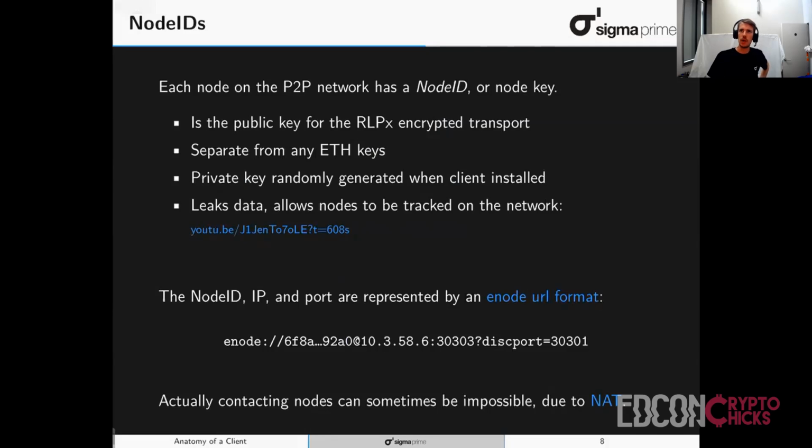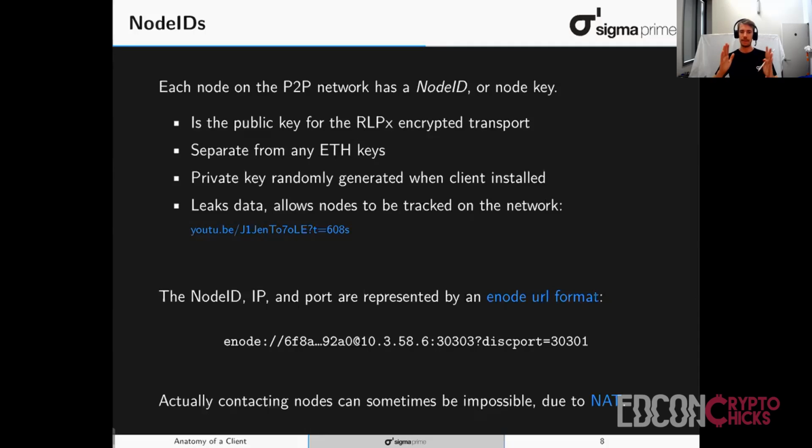I've just got a slide here as well on node IDs. How do we actually identify everyone in the network? We do that through the use of a public key called a node ID or a node key. This is part of the RLPx encrypted transport protocol. This has got nothing to do with Ethereum keys, nothing to do with Ethereum private keys. When you first instantiate a client, when you first turn it on or install it, it will randomly generate a new private key, which of course has a corresponding public key.